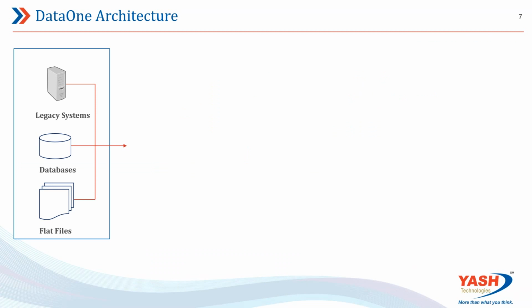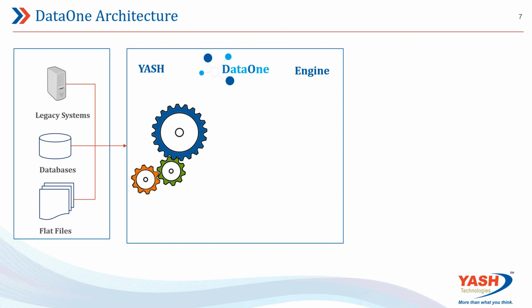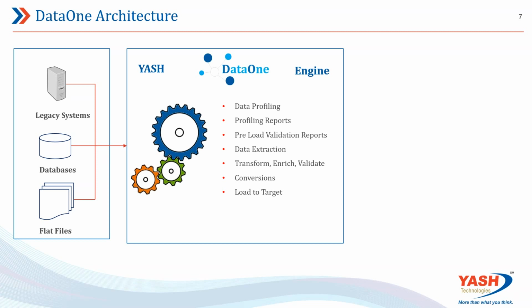So from an architecture perspective, there's a high-level architecture. DataOne as a solution is capable of extracting data from legacy systems. It could be systems like DB2 or older databases, mainframes, and it could be any database like SQL Server, Oracle, or in the form of flat files. The data is pulled into what we call the DataOne engine, where the majority of the data cleansing and processing takes place: profiling of data, validations, extractions, conversions, enrichment, standardizations, and so on.